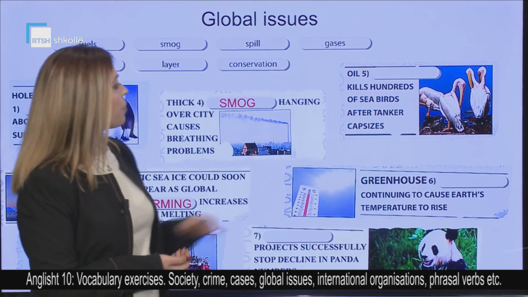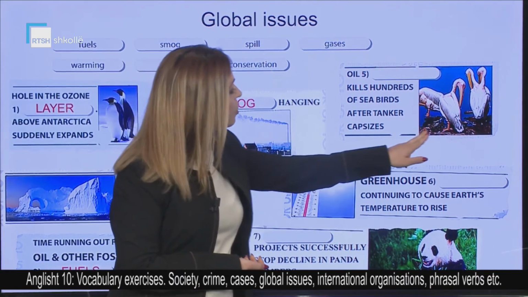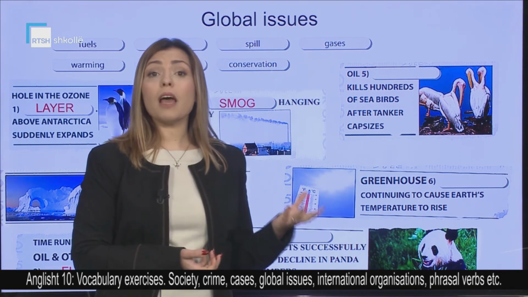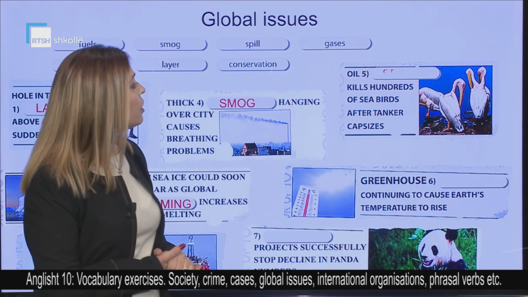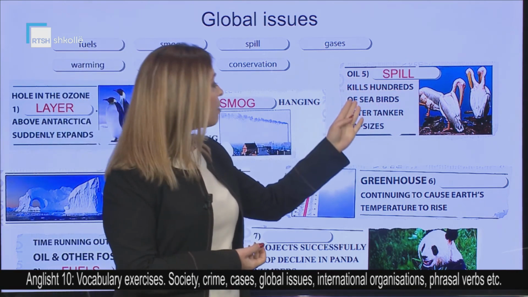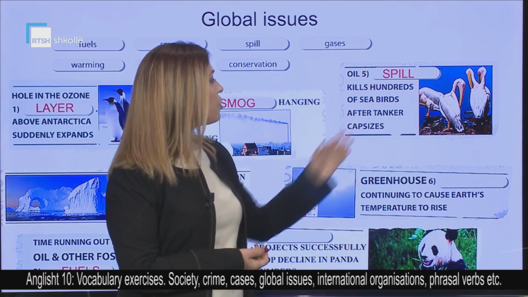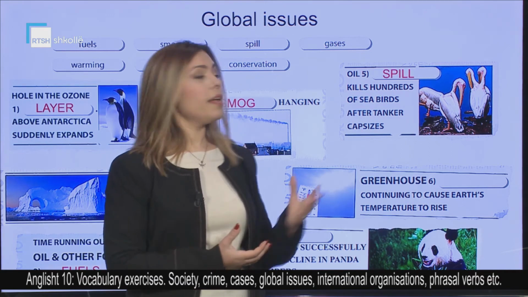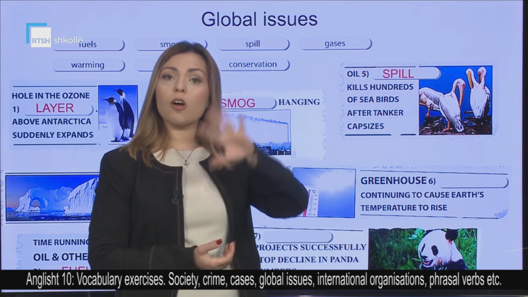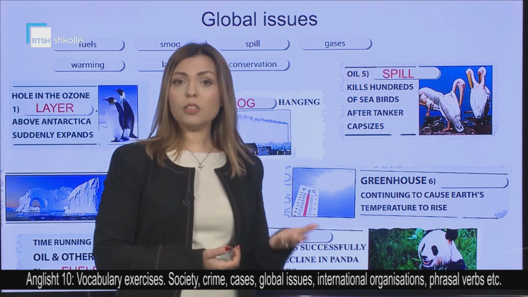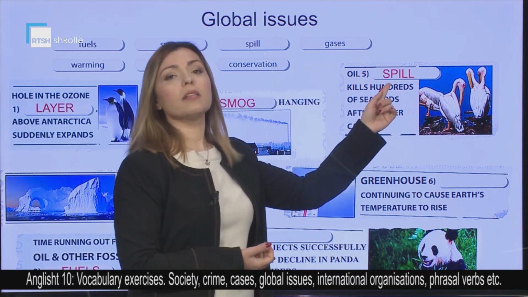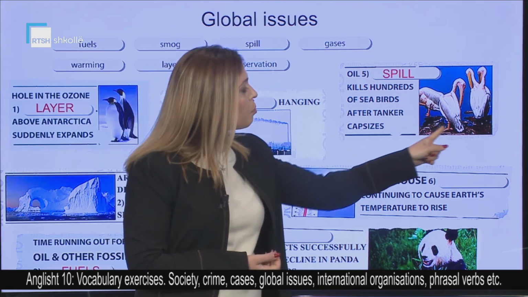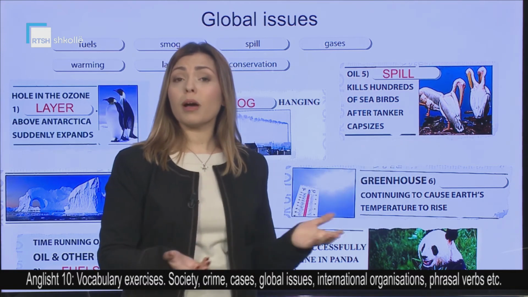Number 5. Take a look at these birds and take a look at this black thing. What is this? Think of the sea. What might have happened? We have got an oil spill that kills hundreds of seabirds after a tanker capsizes. Think of a huge ship in the sea, and this has capsized. It has gone, let's say, upside down. And in this way, we have got an oil spill, this black liquid that is very sticky, that goes to the birds' legs, and then the birds might die.